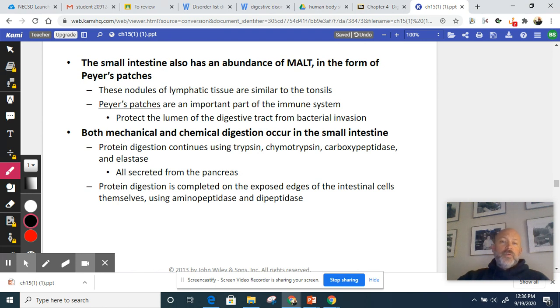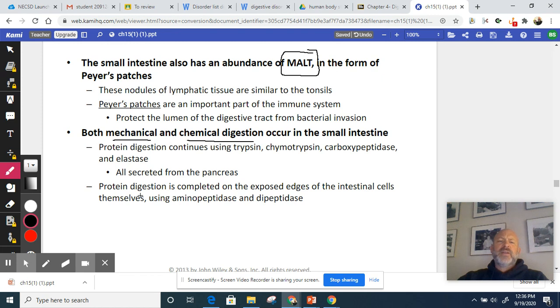All right, again, we see MALT continuing. We have protection against invaders in the form of Peyer's patches. They protect the lumen of the digestive tract from bacterial invasion. We see mechanical digestion happening and chemical digestion happening.